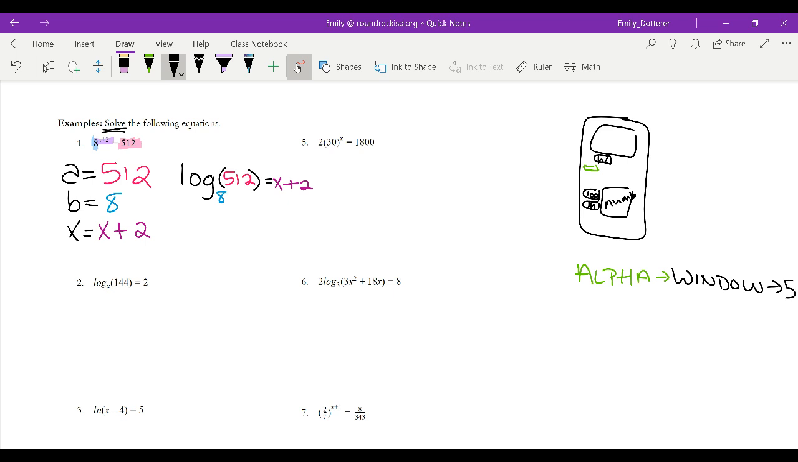And 5. And what that's going to do is get us log. It'll look like a little square with dashed sides. And we use the right arrows to move through that. So we'll put the 8 down where the base goes, arrow over to the right, and type in 512. And that gets us 3. So 3 equals x plus 2, subtract 2 from both sides, we get x equals 1.